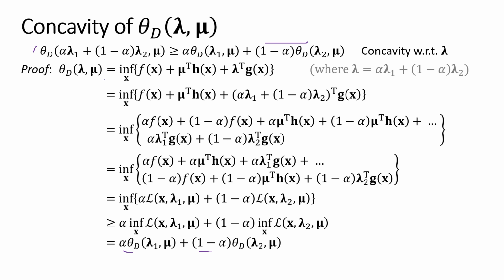I began with the left side and I ended up proving that the left side is greater than or equal to the right side. The last step is basically I'm invoking the definition of theta d, which is the infimum over x of the Lagrangian. And this completes our proof for concavity with respect to lambda.